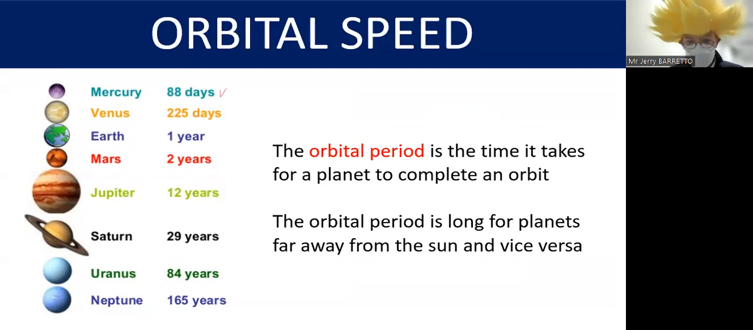Neptune, on the other end, 165 years. Oh my, 165 years. That's how long it takes for Neptune to go once around the sun. Where's Earth? Okay, Earth's here, 1 year. What's that? 365 and a bit days on a non-leap year. That's how long it takes for the Earth to go once around the sun. Okay, that's the orbital period. Okay, so this slide summarizes the orbital periods of the planets in our solar system.